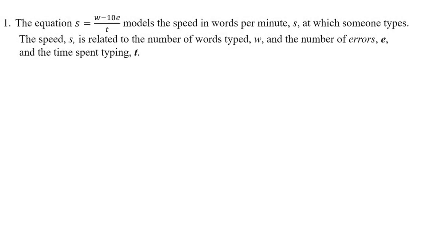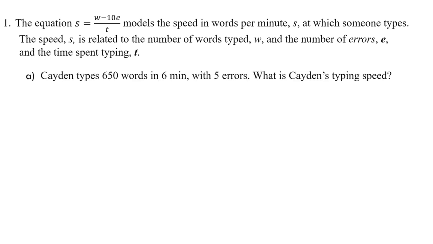Our next question involves modeling typing speed. S equals W minus 10E over T. The speed S is related to the number of words typed, W, the number of errors, E, and the time spent typing, T. So we're told that Caden types 650 words in 6 minutes with 5 errors. What is Caden's typing speed?